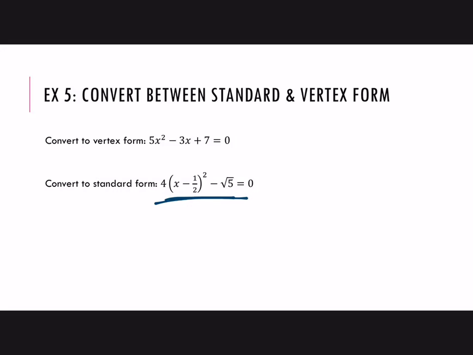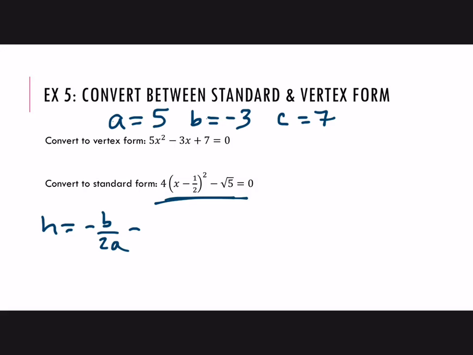All right, so let's do one more example. Let's convert to vertex form for the first equation. So first of all, let's identify a, b, and c. a is 5, b is negative 3, and c is 7. All right, next we use the formulas to find h and k. So h is negative b over 2a. Now in this case, b is negative, so we actually have a negative, negative 3, and that's going to be positive. Right? And then 2a is 2 times 5. So this is positive 3 over 10. h is 3/10.